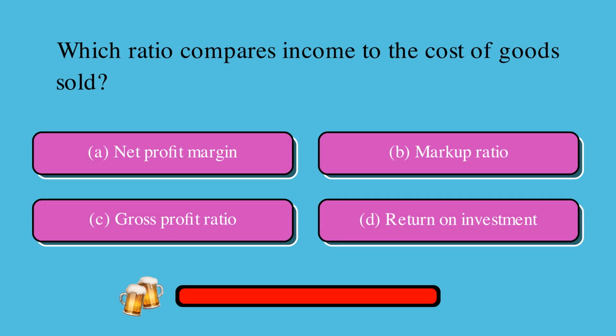Which ratio compares income to the cost of goods sold? Is it A, net profit margin, B, markup ratio, C, gross profit ratio, or D, return on investment? The correct answer is C, gross profit ratio.